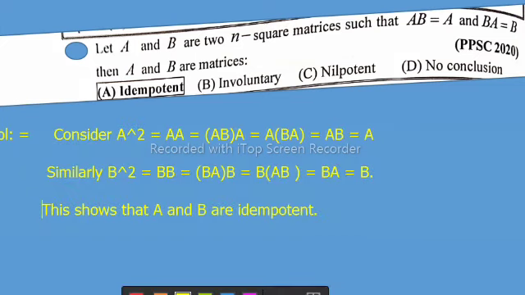Solution: consider A square is equal to A dot A, which can also be written in the form of AB into A, which is equal to A into B, A, which is equal to AB, which is equal to A. Similarly, B square is equal to B dot B is equal to BA into B is equal to B into AB, which can also be written as BA, which is equal to B. This shows that A and B are idempotent. So option A is correct, which is the required solution.